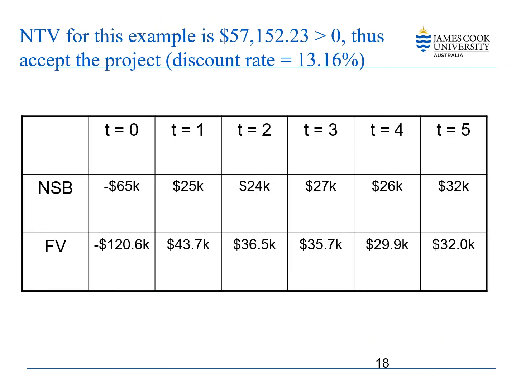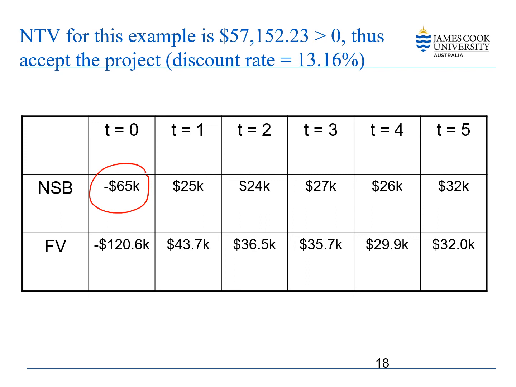Right, let's look at an example. Now we have a project of 5 years. At year 0, we need to invest $65,000. Year 1, $25K benefit. Year 2, $24K. Year 3, $27K. Year 4, $26K. Year 5, $32K.